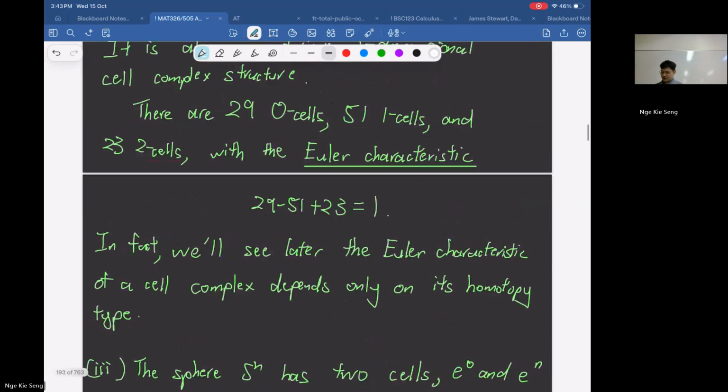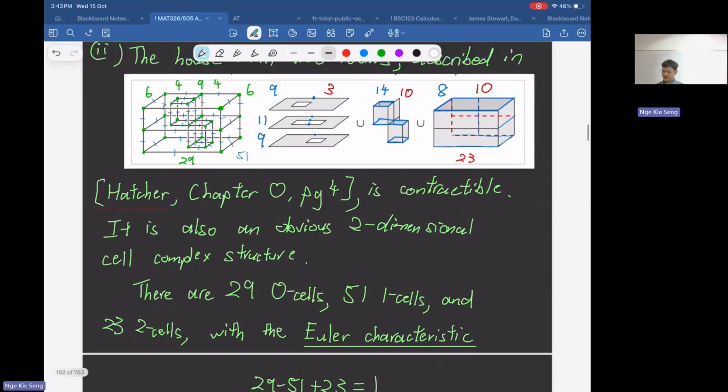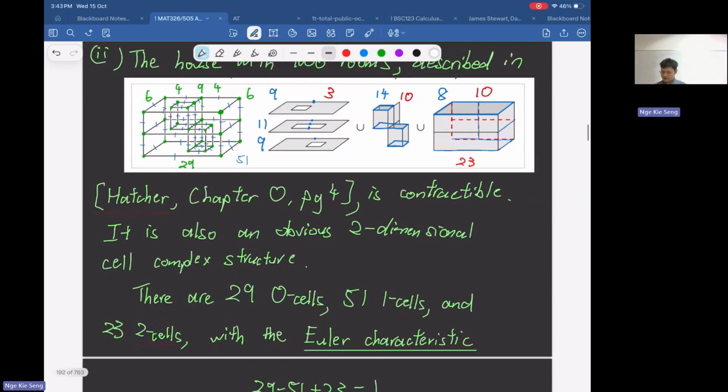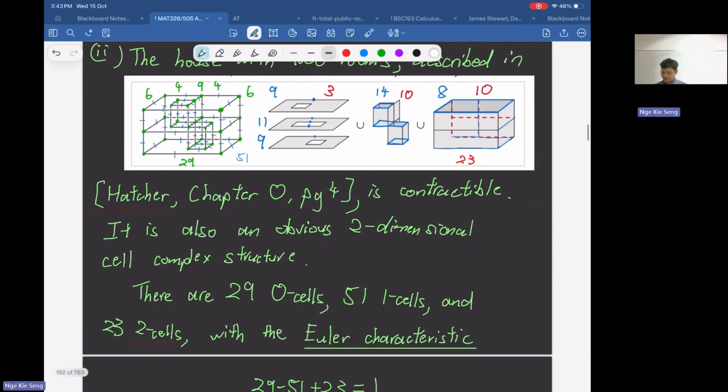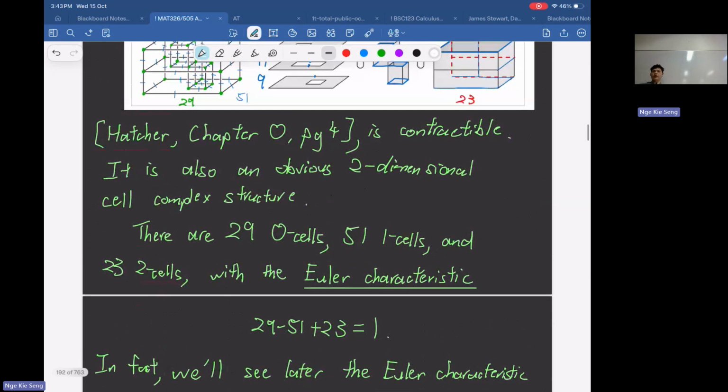Did I include it here? No, I didn't include it here. Why is it true? I think you should go through the actual proof, see how he does the homotopy. Very interesting example. The Euler characteristic is 1 in this case. It's positive.